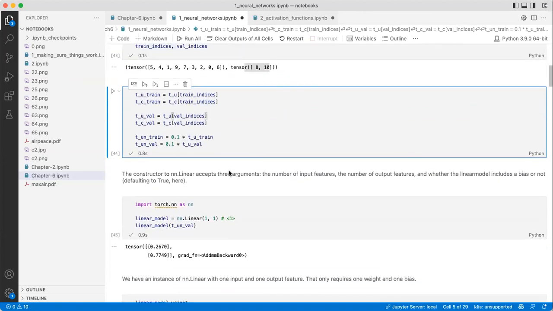So this is the nn model that we look at. The constructor for nn.Linear accepts 3 arguments. Actually, here we've seen only 2. The number of inputs, that is, our model will have 1 input. The number of outputs, 1 output. And then whether the linear model includes a bias or not. By default, it's true, so if we don't define it, it takes the default.